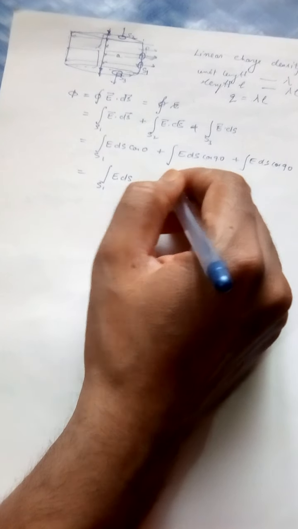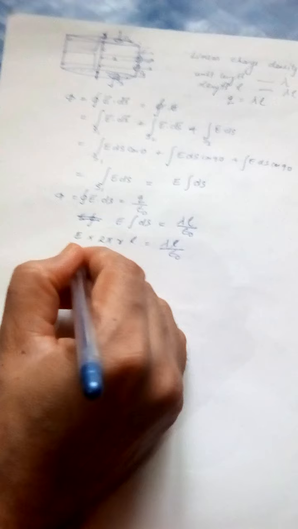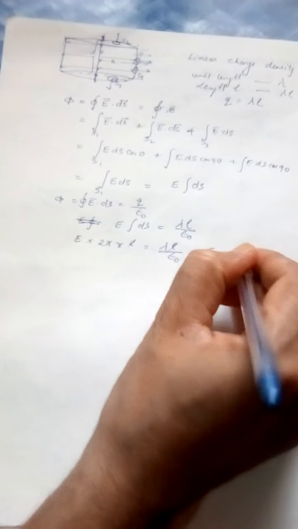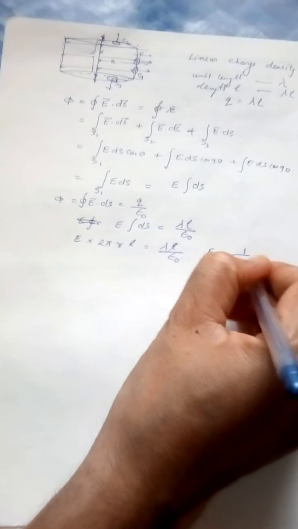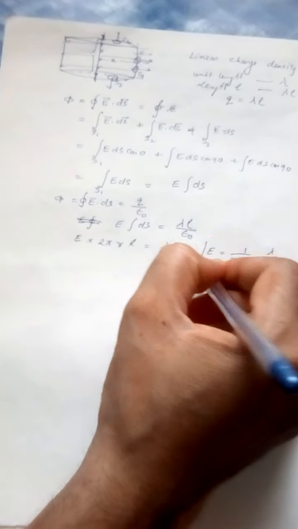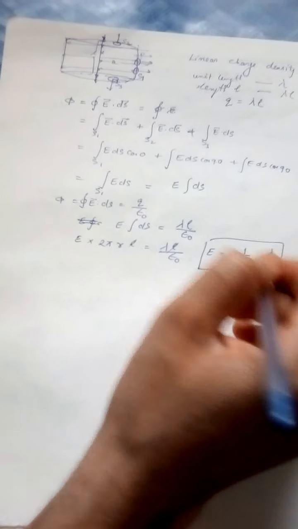If you integrate over the curved surface of the cylinder, what is the total area of the curved surface? All of you know that it is 2 pi r h. What is h here? This is the height, which we have taken as L, so E times 2 pi r L is equal to lambda L by epsilon naught. L cancels out, so we get the formula E equals 1 by 2 pi epsilon naught times lambda by r. So you can see, students, that by using Gauss law, how easily we can calculate the electric field due to any charge distribution.